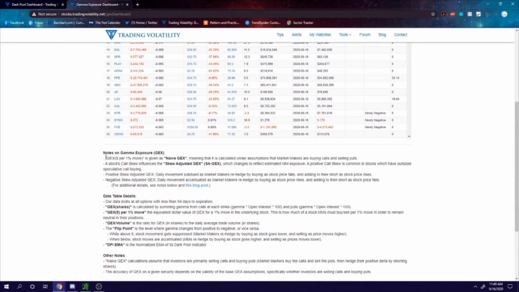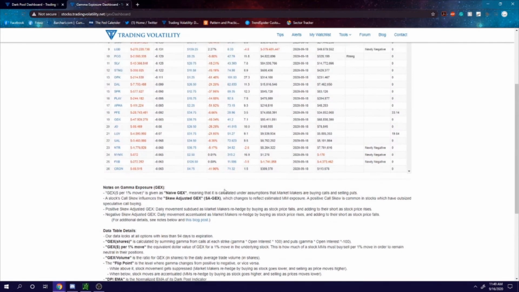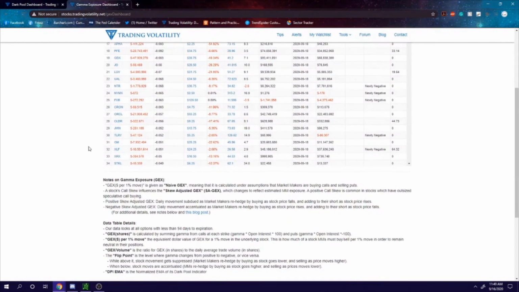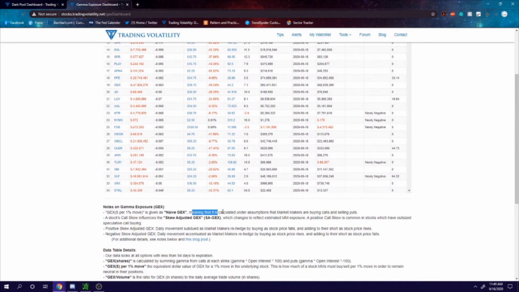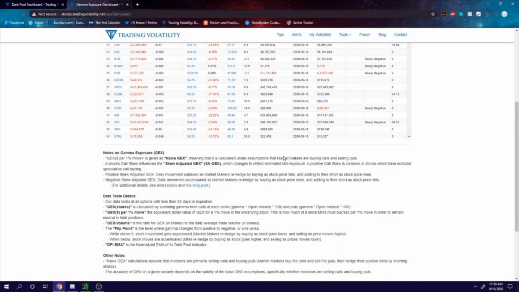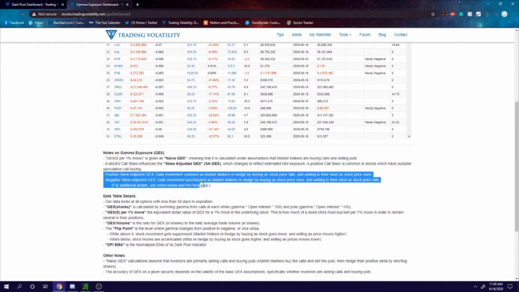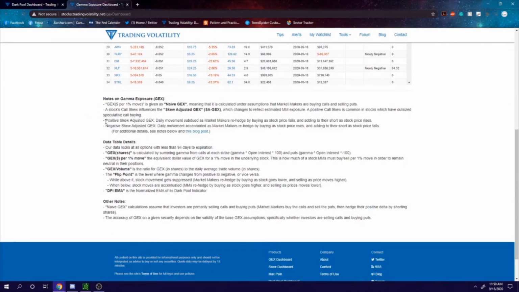So gamma exposure is the dollar value of all the speculative calls that are currently open. When you have a high GEX value, this is implying that market makers are buying calls and selling puts. So that's like a borderline bullish scenario. So high GEX values is basically assuming that market makers are buying calls and selling puts. Skew adjusted GEX, they have a quick explanation on everything down here.